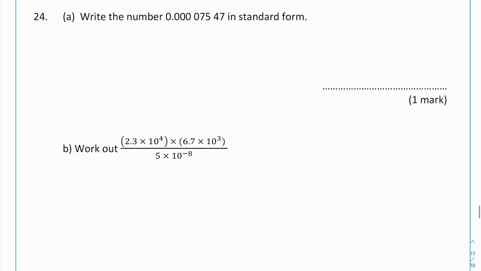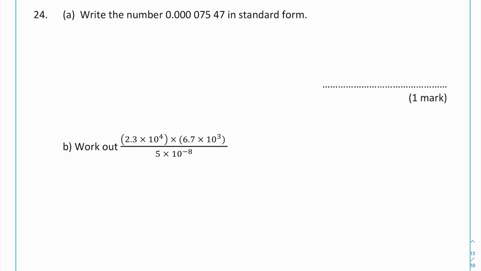On to question 24. Okay, so for this question we've got some conversions to start with. It says to write this number in standard form. Now we need it between 1 and 10, so we want the decimal to go between the 7 and the 5. So if we write those first numbers out, we will have 7.547, and in standard form it will be times 10 to the power of something. So if we count the jumps to get there, 1, 2, 3, 4, 5, and because it's a 0 point number, it'll be negative 5.